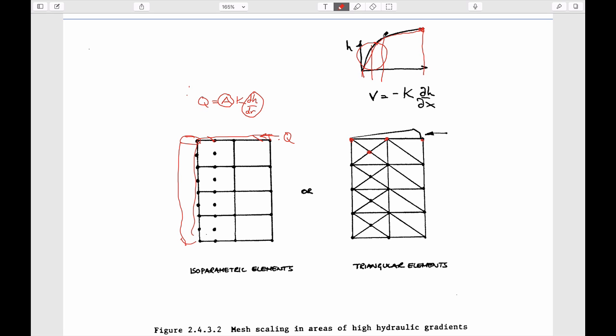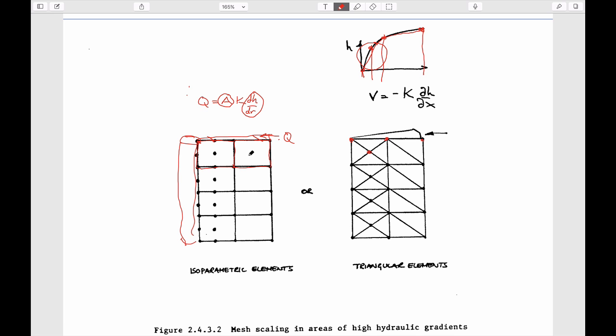So the idea is that you could do this in a conventional way by taking the triangle elements that we talked about last week and using those. Or alternatively, what you could do is take elements where you have the same element coverage. So here's an element here, and here's an element here. They're exactly the same size.